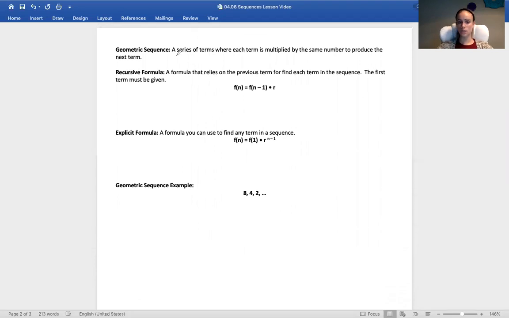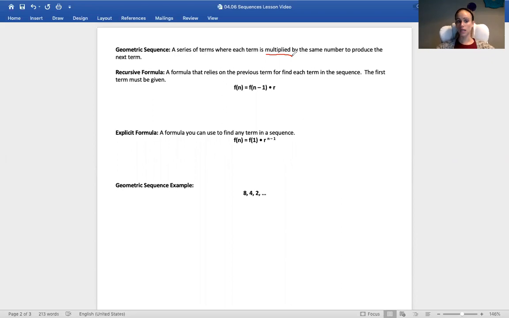A geometric sequence is a series of terms where each term is multiplied by the same number to produce the next term. So in arithmetic, it was added. In geometric, it is being multiplied. So that right there is one differentiating factor that you can use if you're trying to determine whether it's arithmetic or geometric.